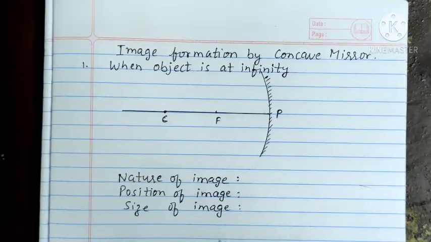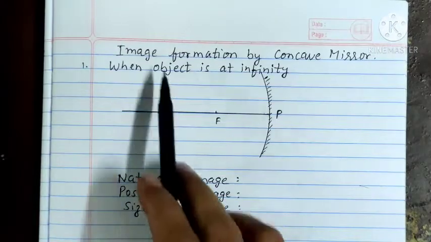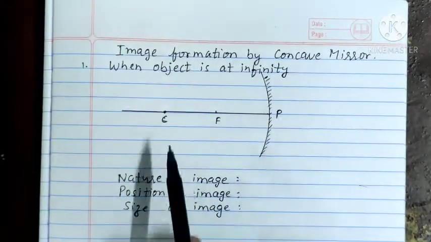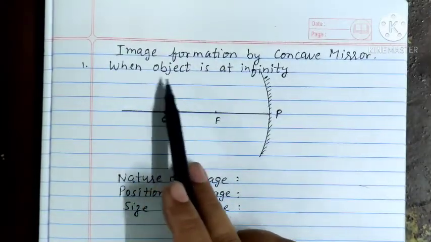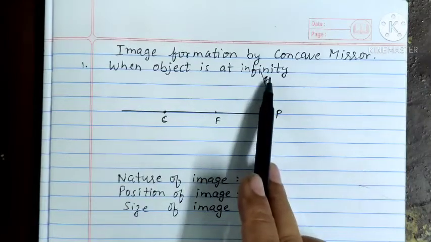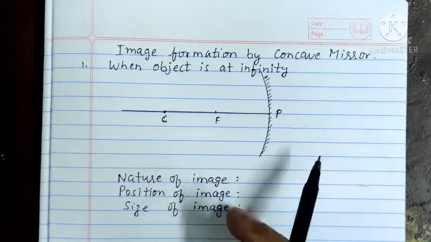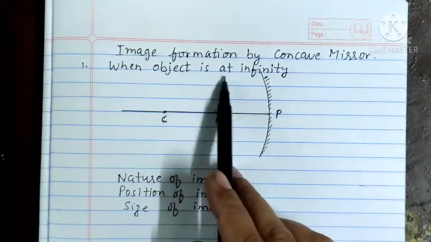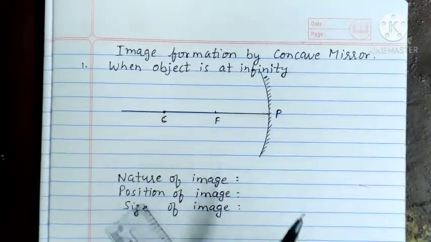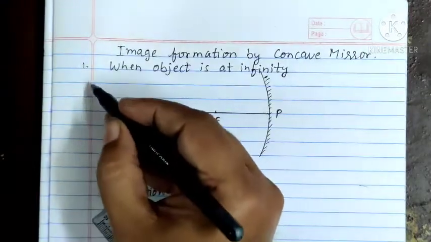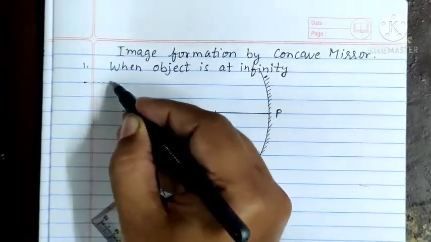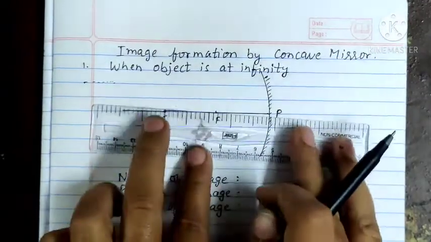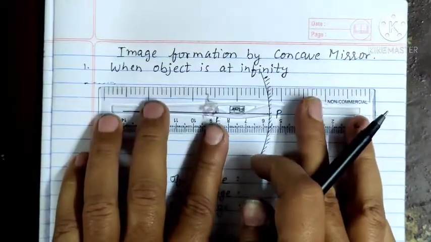Now let us draw the ray diagram showing the image formation by a concave mirror. There are a total of 6 cases in the concave mirror, and the first is when the object is at infinity. When the object is at infinity, the rays are coming parallel to the principal axis. These are the rays which are coming from infinity, parallel to the principal axis.